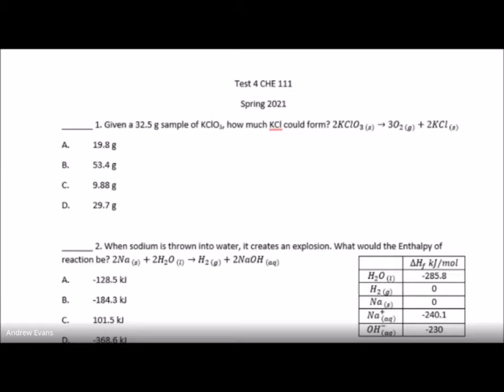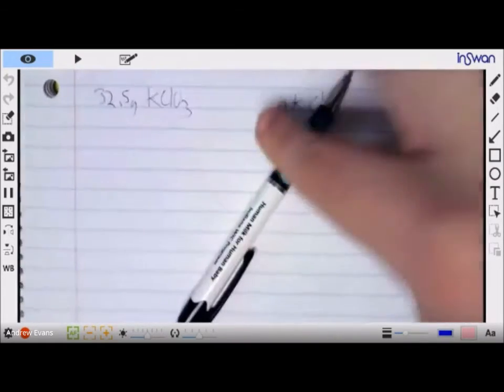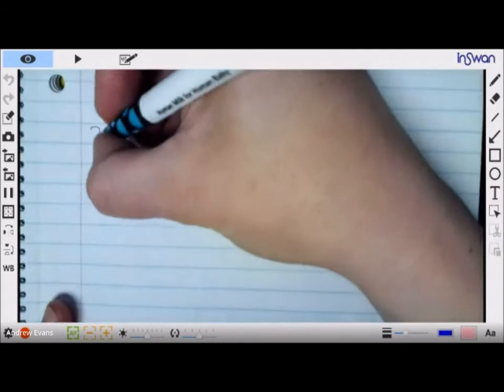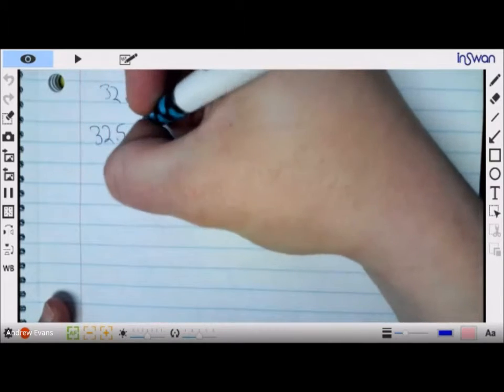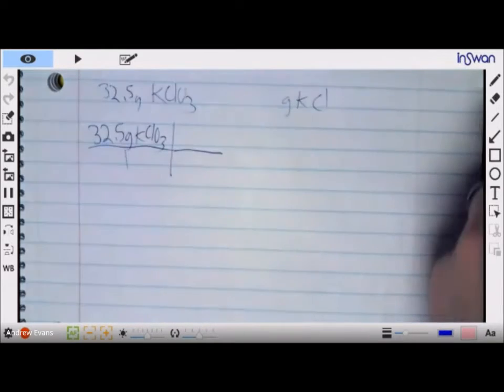Number 1, we have 32.5 grams of potassium chlorate. And we're asked, how many grams of potassium chloride could be found? There, we'll need to convert grams to moles, to moles, to grams. To do this, start with our 32.5 grams of KClO3. We need the molar mass.